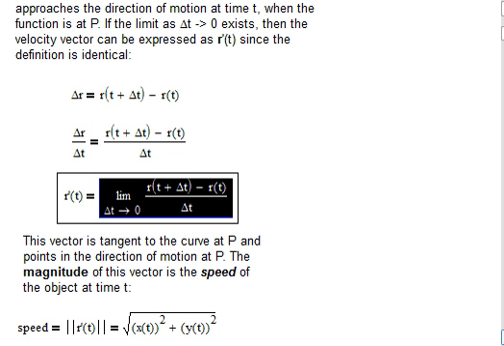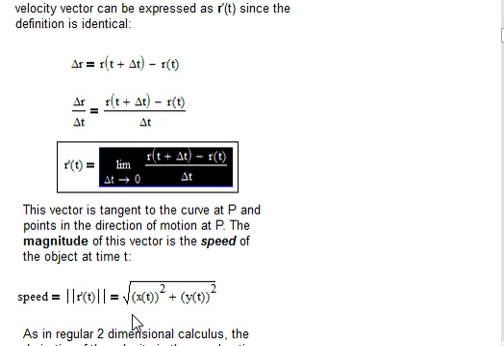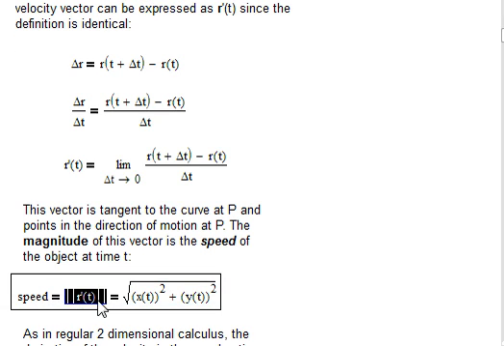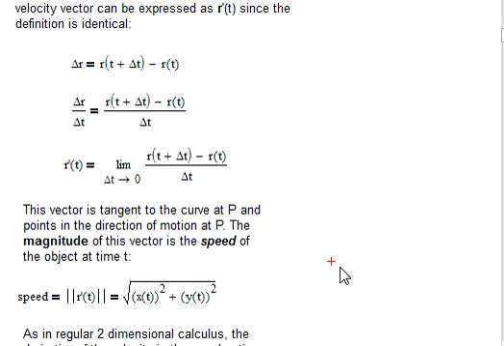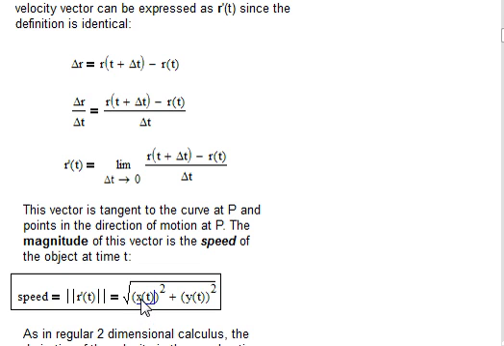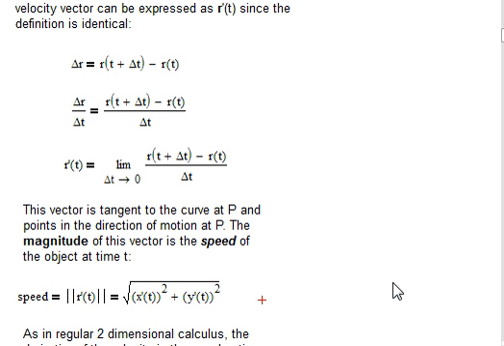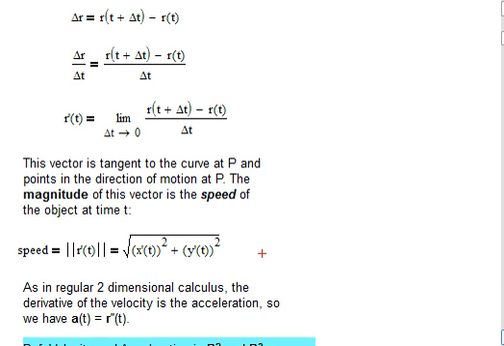So here's a story about speed. Speed is the magnitude of the vector r prime of t, which is the square root of the x of t squared plus y of t squared. Actually, that should be, pardon my typo here, x prime of t squared plus y prime of t squared. Now if we were in 3 space, this would be plus z prime of t squared, but you understand that, I think, and it's not really much different.